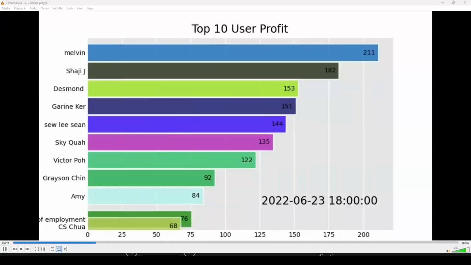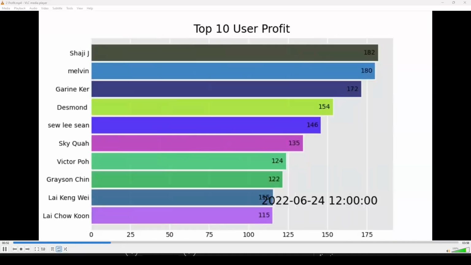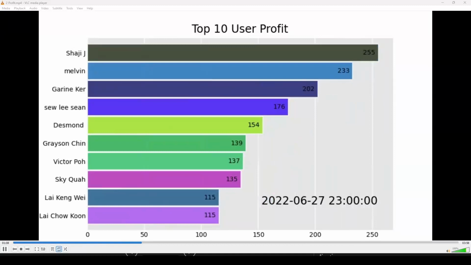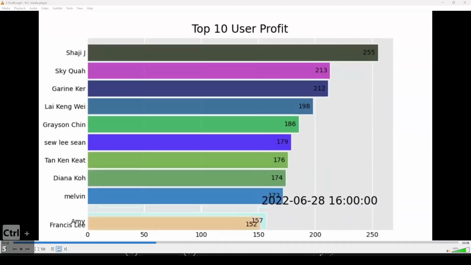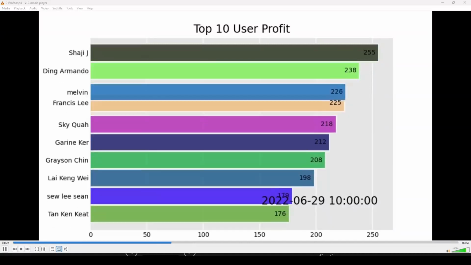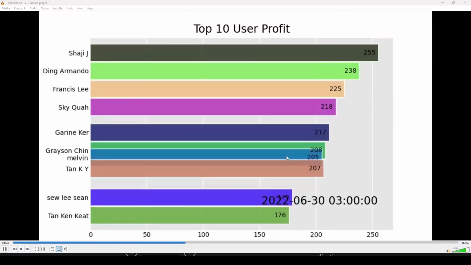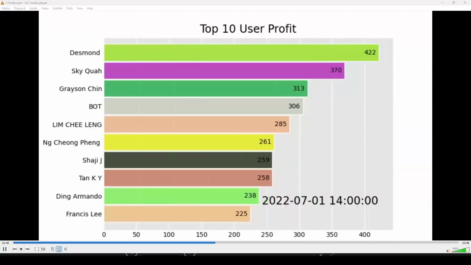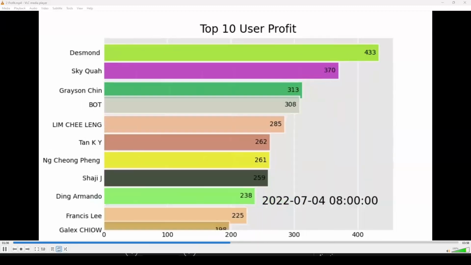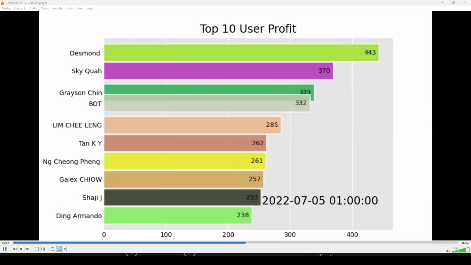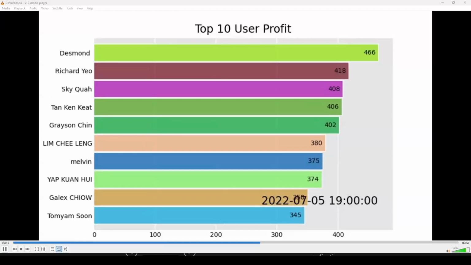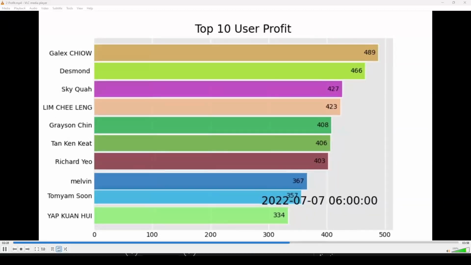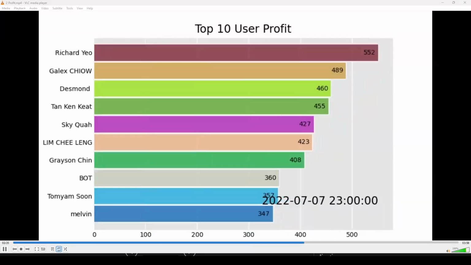Okay, so what you guys are seeing, this is what you guys have done on day 2. So we can see that Shaji, Ding, Francis, Kaikwa, you guys are at the top. Almost everyone had about similar performance yesterday. And then at one point of time, Statsman suddenly jumped out. There you got Skyco at the top, Grayson Chin as well, Lim Chi Leng, Tan Richard, Tan Gin Kiat, we have Lecture, all at the top. And then Galax at the top. Richard jumped up again.